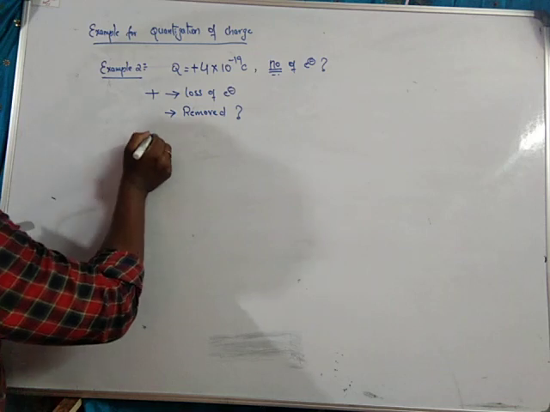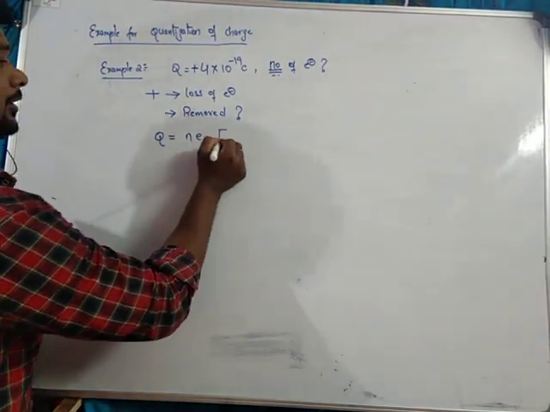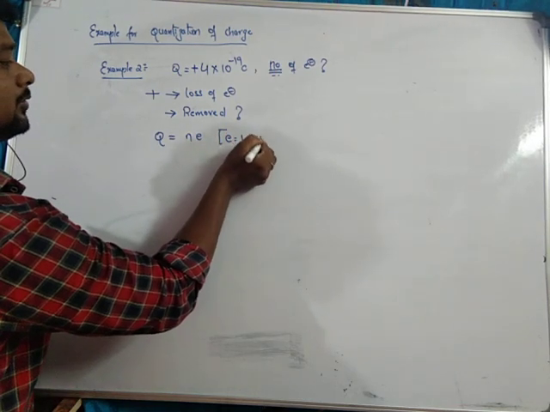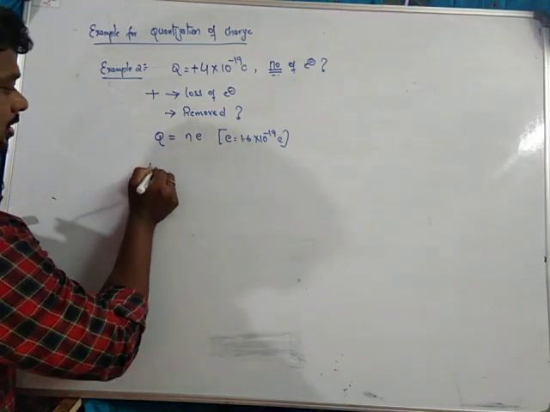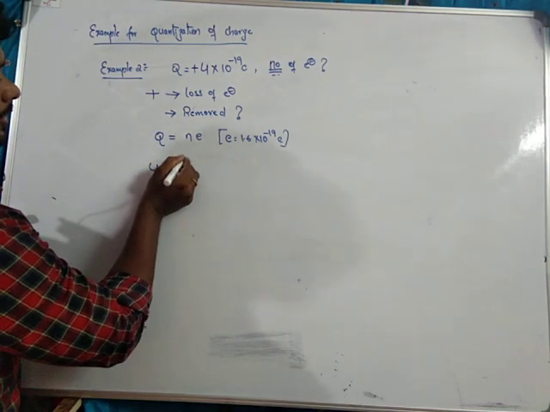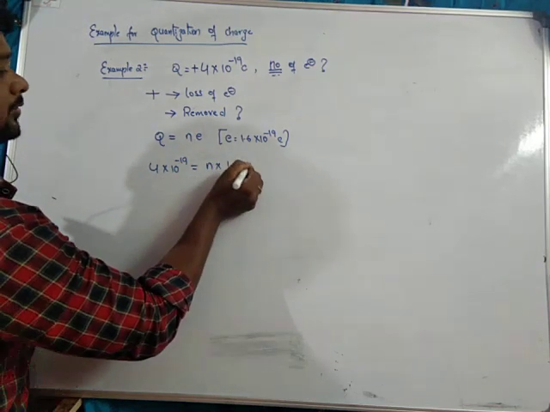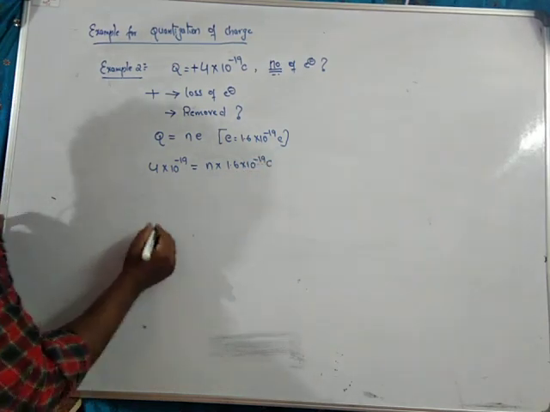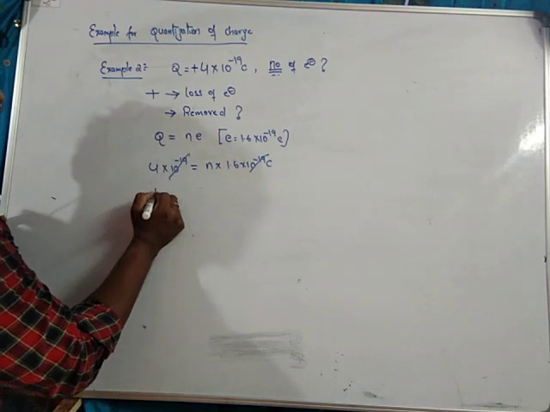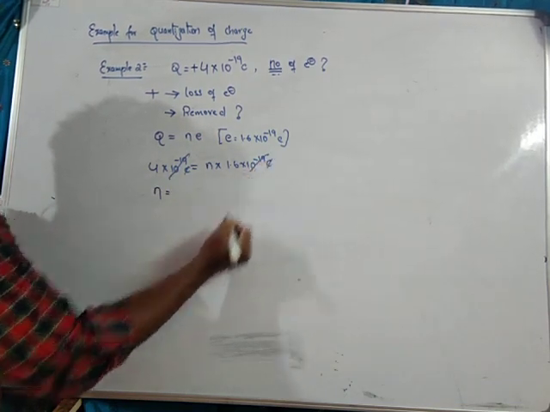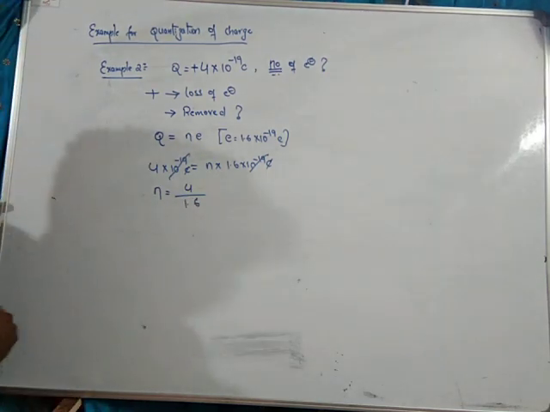Okay, we have a formula for quantization. Q is equal to Ne. Already we know the value of e is equal to 1.6 into 10 to the power of minus 19 coulombs. If you substitute the values, 4 into 10 to the power of minus 19 is equal to N into 1.6 into 10 to the power of minus 19 coulombs. So 10 to the power of minus 19 will be cancelled, and the coulomb also cancels. We get N is equal to 4 divided by 1.6.